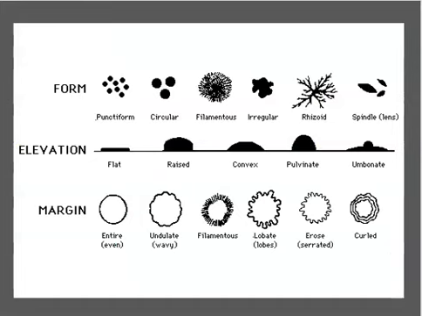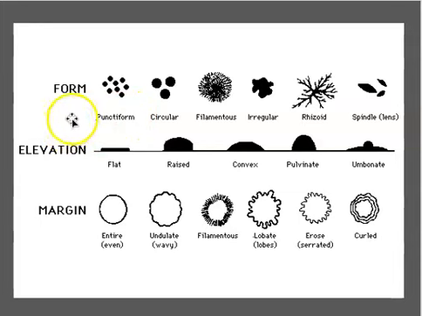This is a chart that comes out of a microbiology textbook, and it gives you a visual representation of some of the ways that colonies grow on agar plates. Up at the top here, you can see a drawing of many different kinds of shapes of colonies and the words that we use to describe them. A lot of bacterial colonies are just circular. They grow as a circle of some diameter.